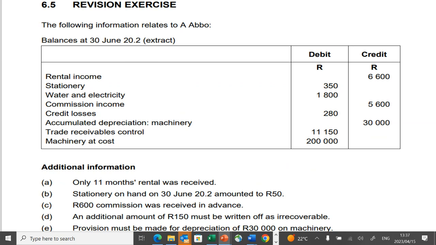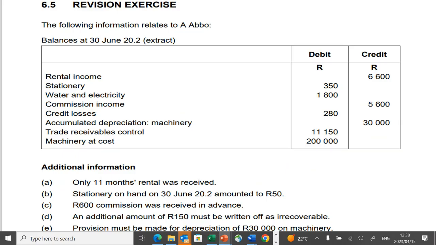Under C, 600 commission was received in advance. So we have here a commission income of 5,600. They are telling you that this 5,600 includes the 600 that was received in advance. So meaning this 600 does not belong in the current financial period. It's therefore what are we going to do? We're going to take it out.